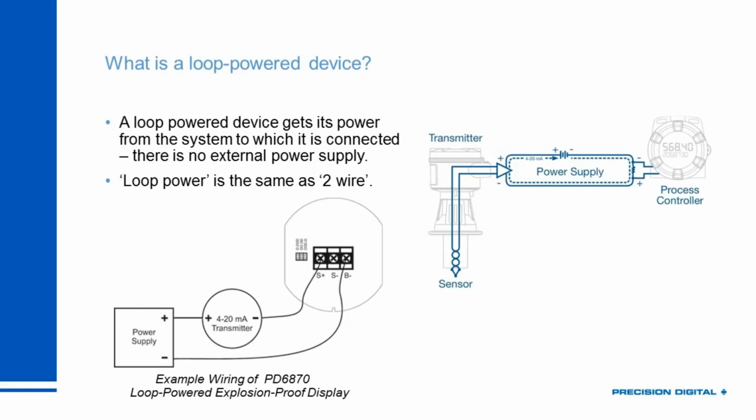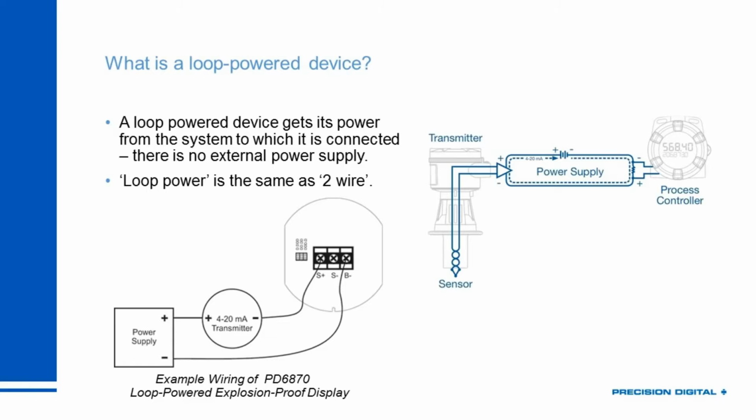The process controller, in this case being a loop-powered device, doesn't have any other wires running to it. So if you look at the lower left, the example wiring for the PD6870, that's a loop-powered device. It's got a power supply and a transmitter that are in that 4 to 20 milliamp loop with it, and it's only got the two wires running into it. The S+, and in this case the B-, because it's being powered with a backlight, are the only two pins. So there is no direct power supply to device connection. It's taking all the power it needs off that 4 to 20 signal.